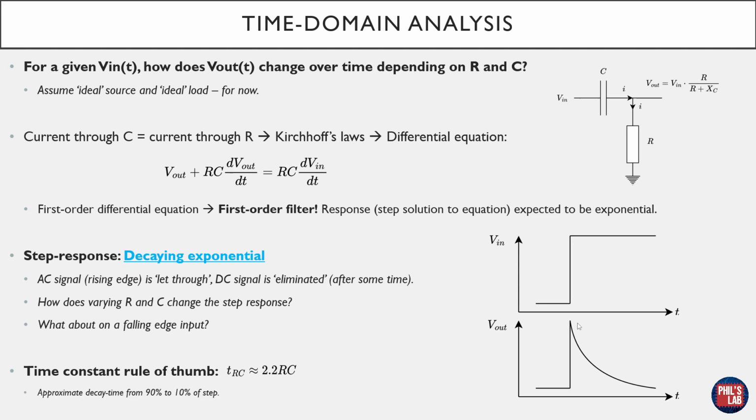There's an RC time constant, which is effectively just R times C, and that will change the speed of decay in our output voltage waveform. Again, we have a time constant rule of thumb, so the approximate decay time from 90% to 10% of the step is about 2.2 times R times C. So for very large resistance and very large capacitance, our decay time will be much, much longer in comparison to a short time constant, so small R and C values.